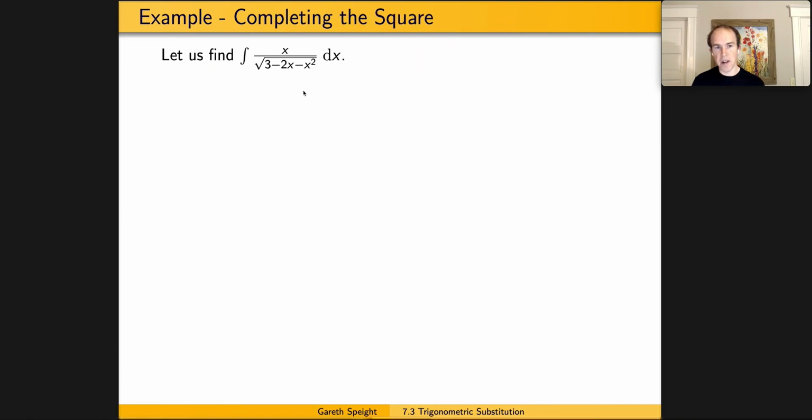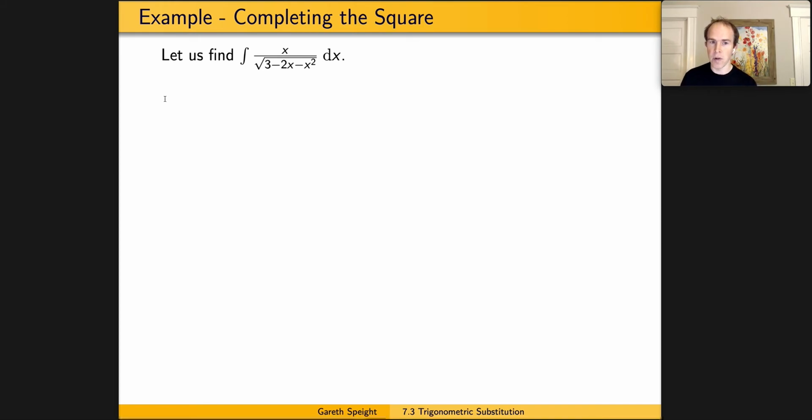So let's go on to the very last example. Here is maybe the most difficult one you could get. I don't know if you would see this in an exam, but just in case, I do want to talk about it. So let's suppose we had something like x divided by the square root of 3 minus 2x minus x squared. Then it doesn't look like a squared minus x squared, or x squared plus a squared, or x squared minus a squared. It doesn't look like any of the three in the table.